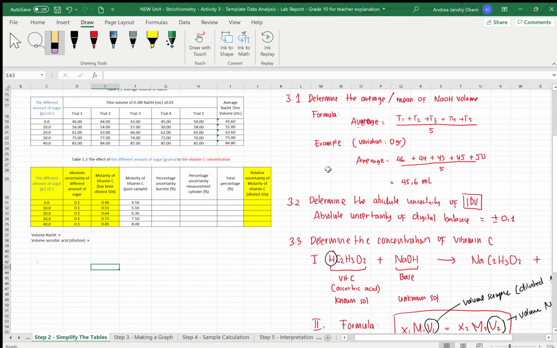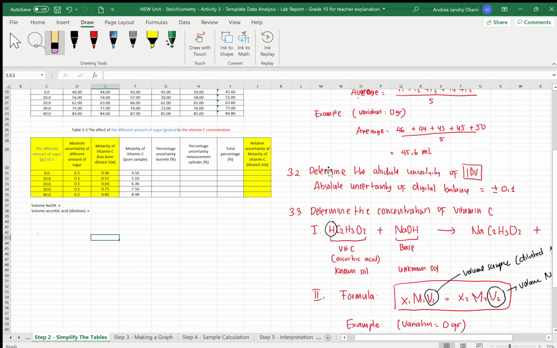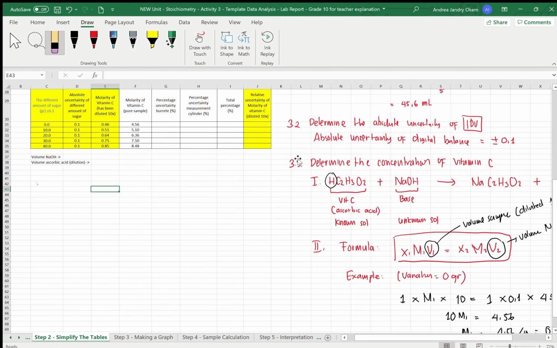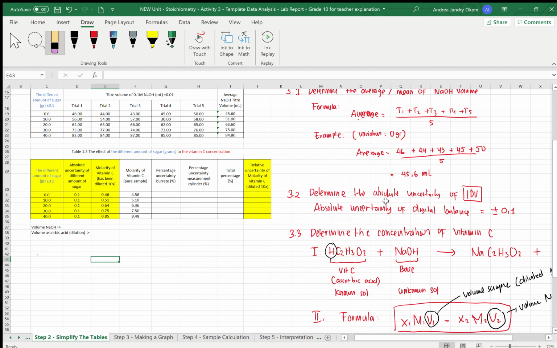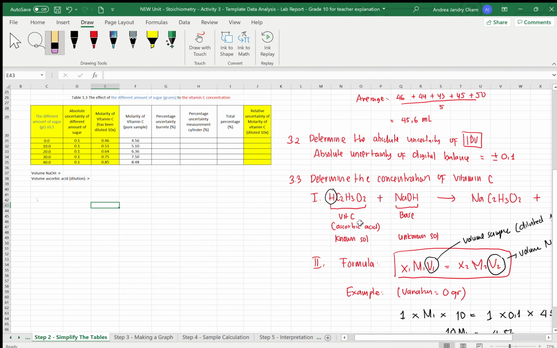Now we are going to identify what are the tools that we used when we determine the concentration of vitamin C. We can see from the formula below. Before, we have already found the average of NaOH and then determined the absolute uncertainty of the IDV in this investigation, which is the different amount of sugar added. And then the third one is determining the concentration of vitamin C itself.